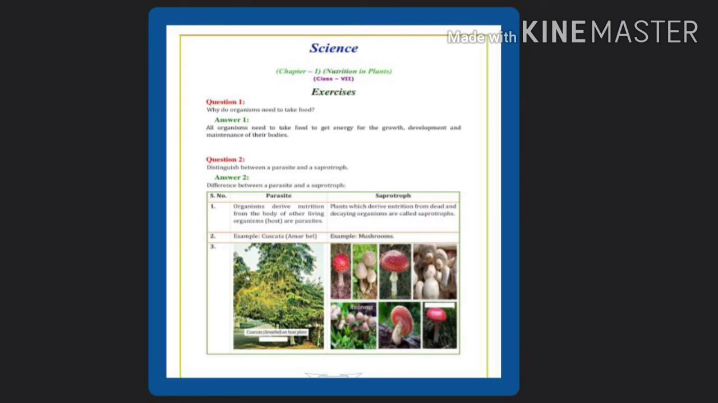The first question is, why do organisms take their food? All organisms need to take food to get energy for growth, development and maintenance of their bodies. Then the second question is, distinguish between a parasite and a saprotroph. Parasites are organisms that derive nutrition from the body of living organisms. So those are called parasites. And saprotrophs derive nutrition from dead and decaying organisms. So they are called saprotrophs. So parasites from living and saprotrophs from dead and decaying organisms.